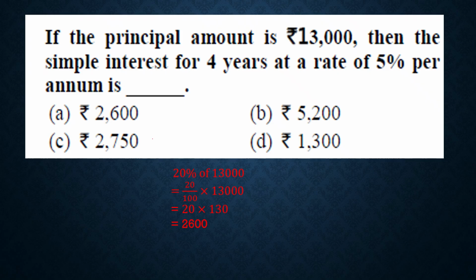Here also we apply the digital sum concept. Here it is 4, 4 into 8 is 8, so the digital sum is equal to 8. Which option is showing 8? That is the answer. Exactly, option A, 2,600, is the simple interest of this question.